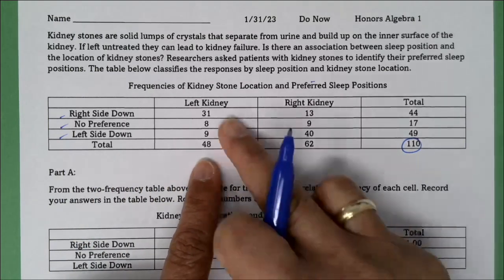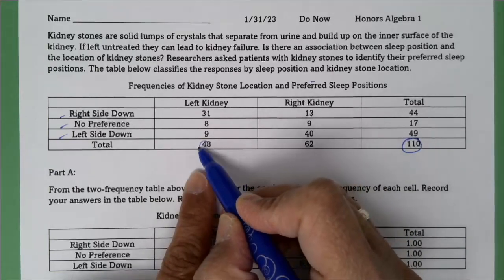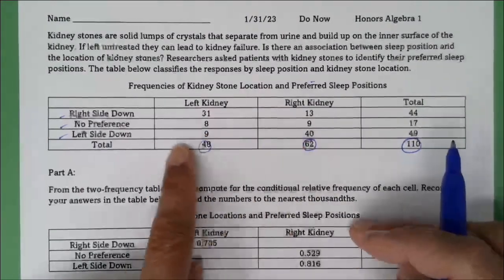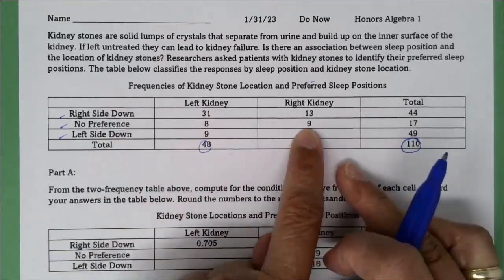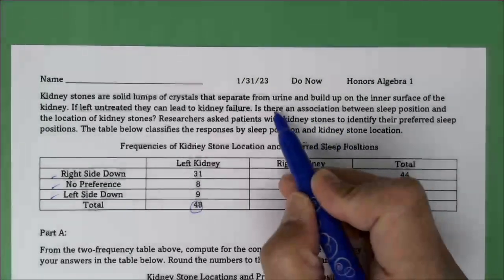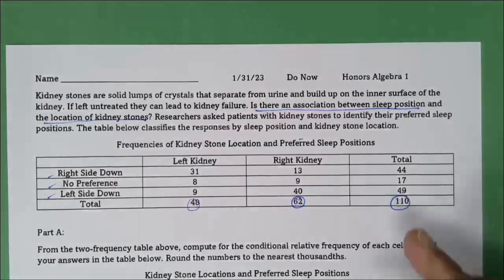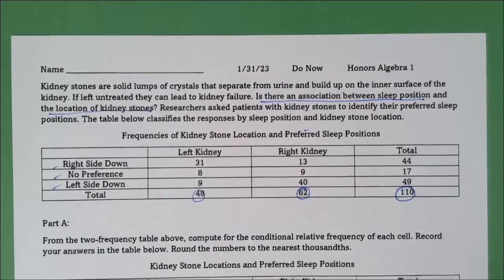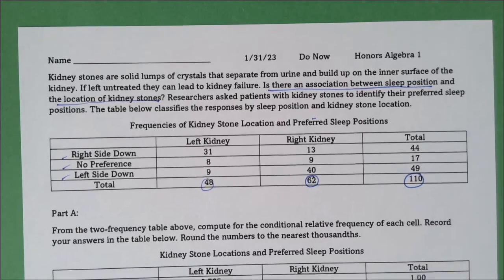Then for patients having stones on the left kidney, we have 48 of them, and for the right kidney, we have 62 of them. The breakdown for each sleeping position is shown here on the table. Because our aim is to find out if there is an association between sleep position and the location of kidney stones, and both are categorical data, we will need the row conditional relative frequencies.